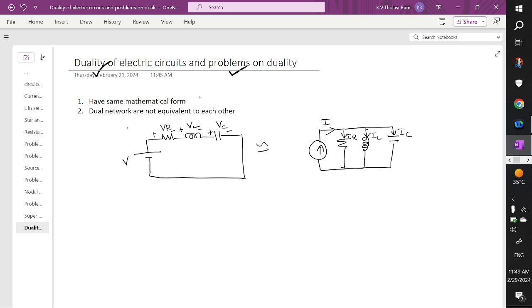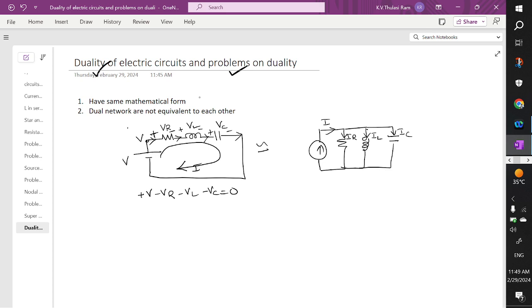So when you apply the KVL, the current entering is positive and the current leaving is negative polarity, as the polarities are already marked. What is the voltage at this point? V. When you apply the KVL, the total voltage is V, and for the leaving polarity, minus VR, minus VL, minus VC is equal to 0.